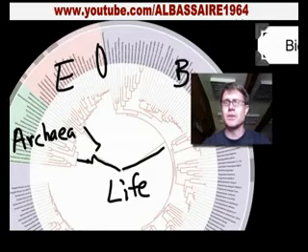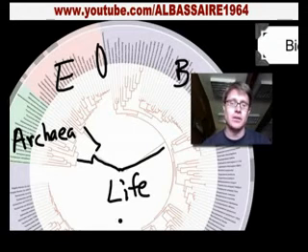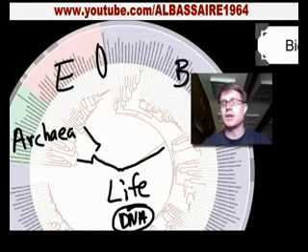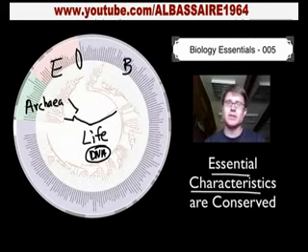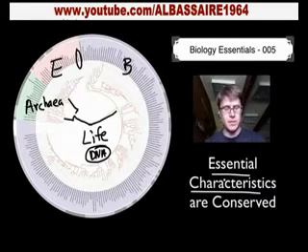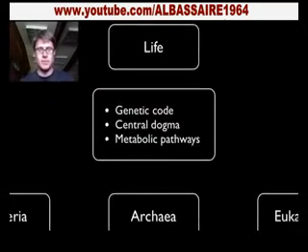But it also shows that there are certain characteristics that are shared by all of life. In other words, all of life has DNA. And so that must have originated very early in this tree of life. And so today, what I'm going to talk about are essential characteristics, in other words, things that are required for life and how they're conserved, or how they stick around through time.